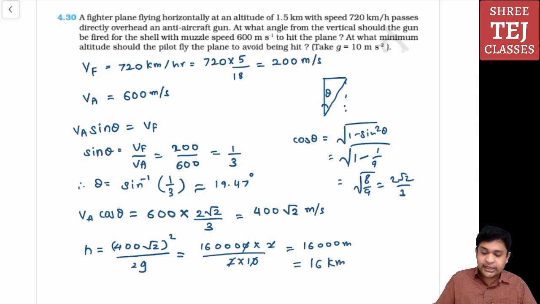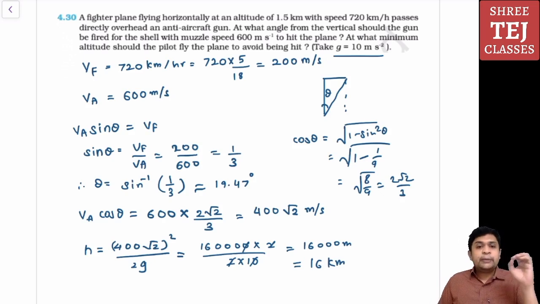We have taken g as 10 as specified in the question. So the minimum height at which the pilot should fly the plane to avoid being hit is 16 kilometers. So the pilot should fly at 16 kilometers from the ground to avoid being hit. Then the pilot will be completely safe. Okay, let us move to the next question.